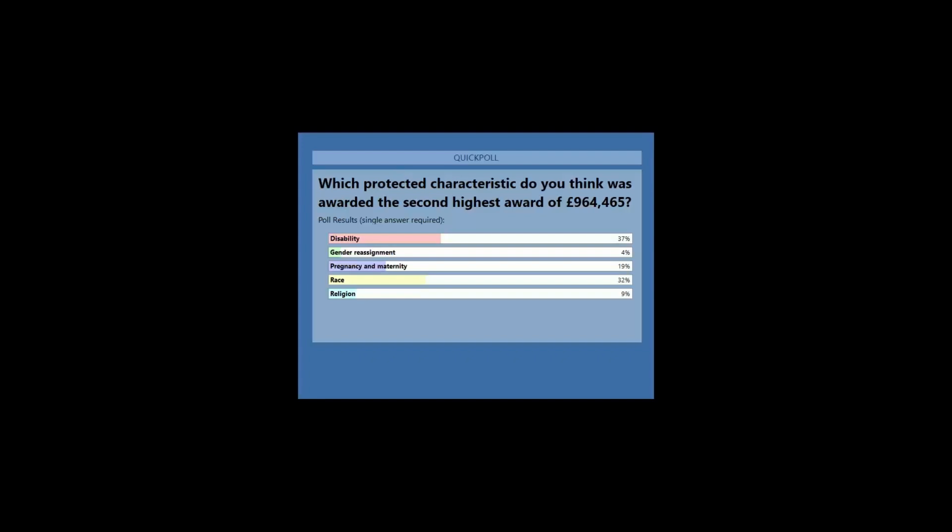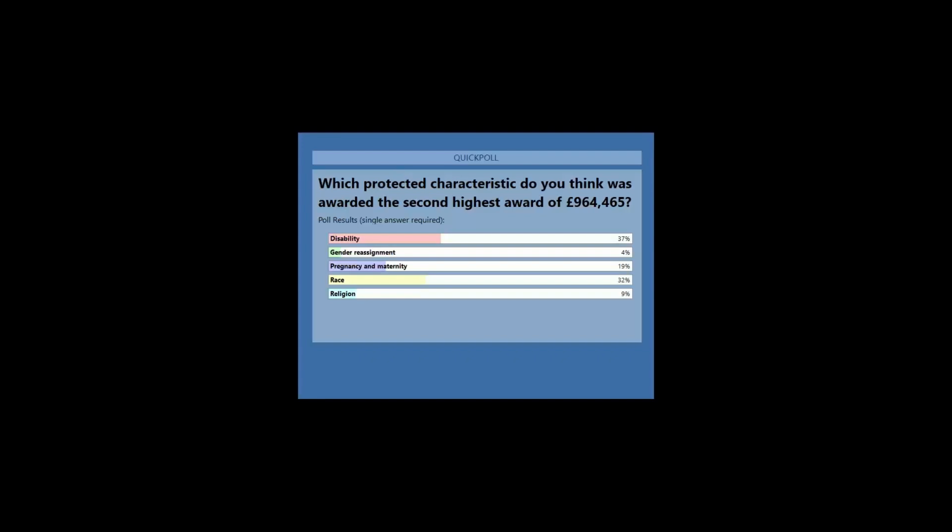Let's see what we've got. So most of you believe disability is the second highest, and actually you're correct. Disability is the second highest award that was paid out in that period. So sex and disability are the top forms of discrimination in employment. I'm probably not surprised, but I work in HR and do my research and reading. Abby, what do you think to those?